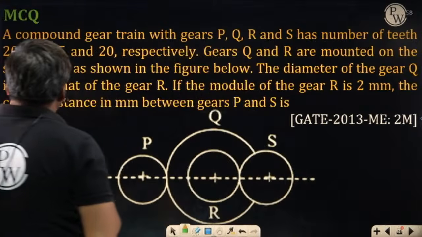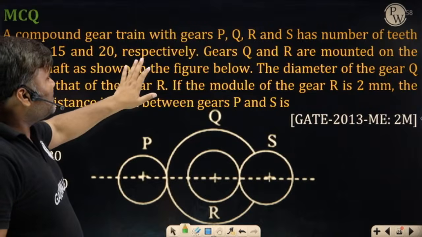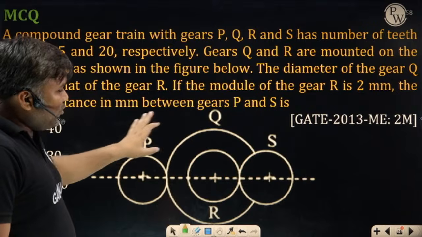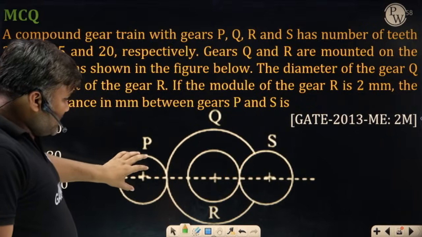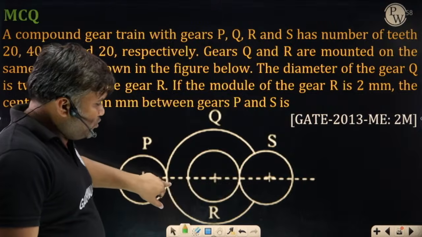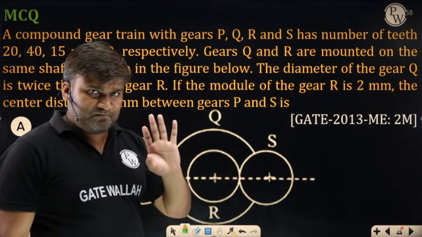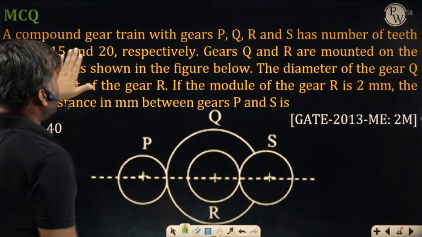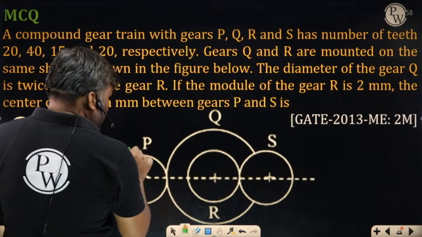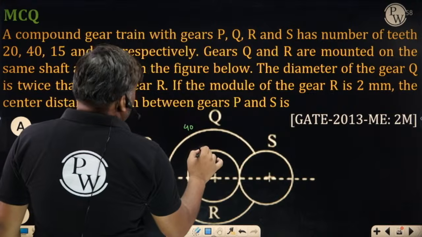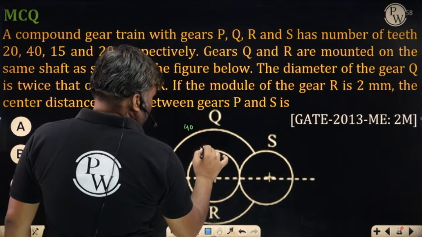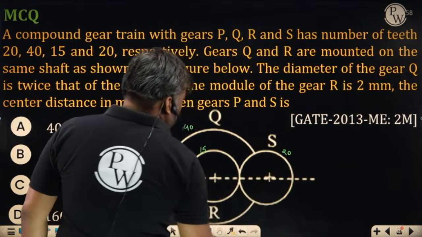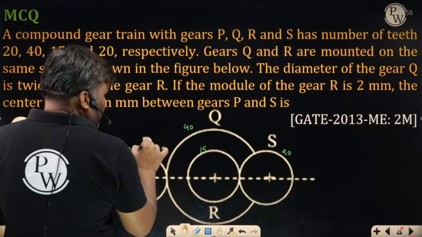How that question looks? A compound gear train with gears PQRS is shown in the figure. I hope from the diagram you can see the picture. Gear P is driving Q, Q is compound with R is driving S. Okay. Number of teeth they have already mentioned 20, 40, 15, 20. So let me mention 20 teeth, 40 teeth, 15 teeth, and here also we are having 20 teeth. We are having this number of teeth. These are my gears P, Q, R, S.